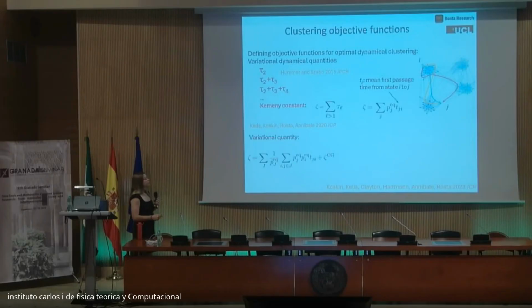So mean first passage time is the average time it takes from some starting state I to first reach state J. And this Kemeny constant, it can be shown that it's not only the sum of all relaxation times in these kinetic networks, but it's also equal to the sum of these mean first passage times, weighted by the equilibrium population of the target state J. And this is independent of I, so that's why it's a constant.